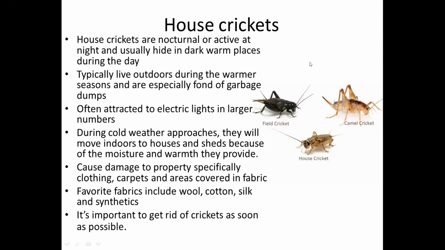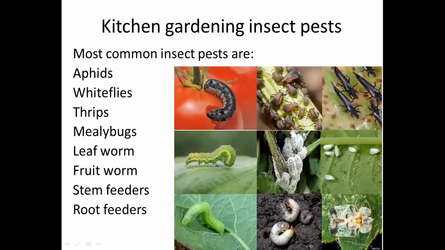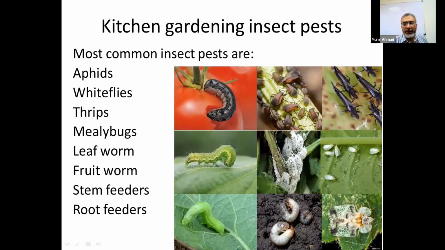Next insect. Next category, kitchen gardening insects. I have just given their pictures because there are a lot of insects which are present. Most common insects, we classify them into the sucking insects, the leaf feeders, and the fruit feeders. So if we see here, even the leaf worms also feed on the fruits if leaves are not present. This is the leaf worm.